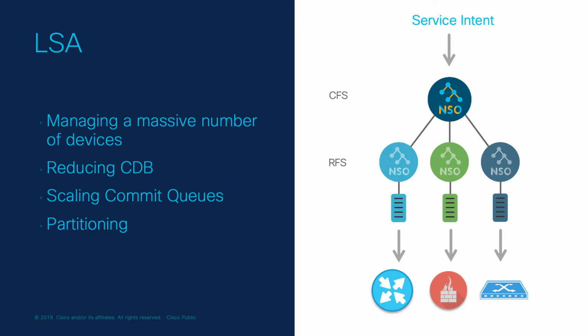The top node is the CFS layer, short for customer-facing services, and is the northbound view of your services. The lower layer of nodes is the RFS layer, short for resource-facing services, and is the southbound view of your services towards your network devices. The purpose of the RFS layer is to split the load of device configuration and device transaction on multiple nodes.